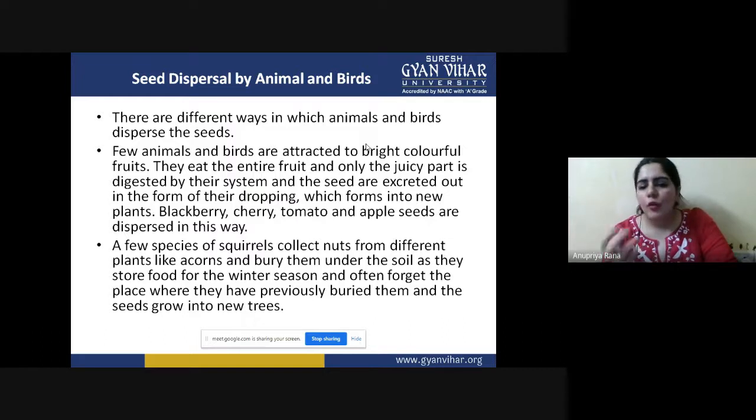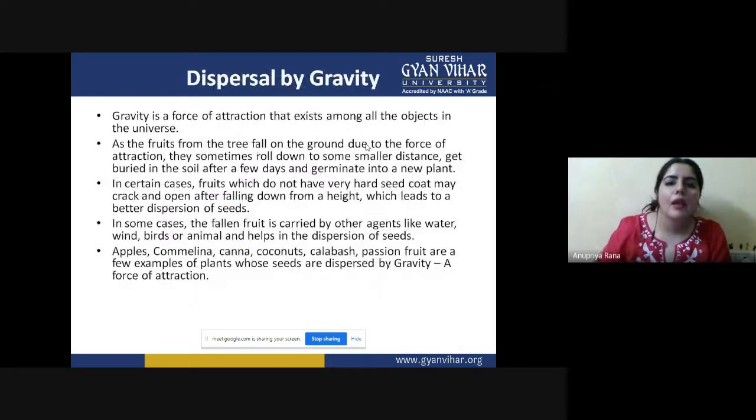They're doing that for storing food for their winter season. But after some time, they just forget where they hid their nuts. So after some time, the nuts which they have buried will grow into full plants.